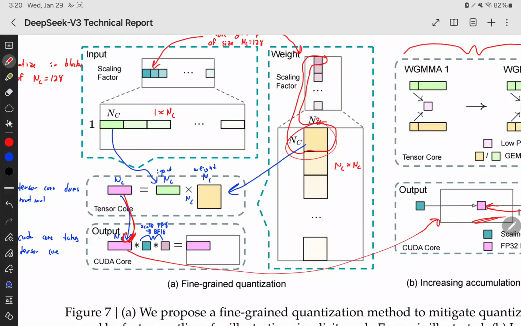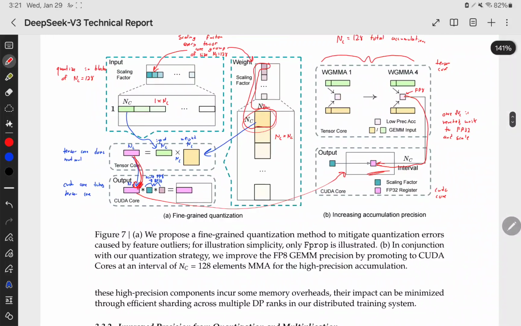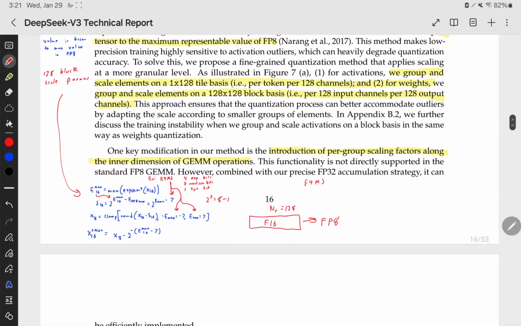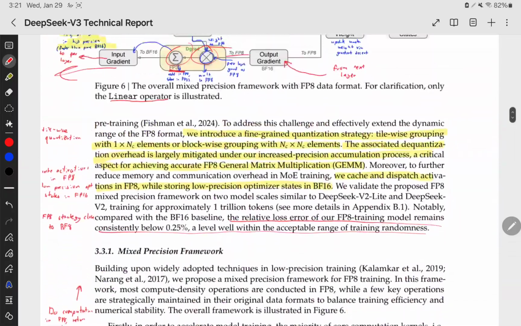maybe size 128, you will write that to the CUDA core. So you can store this in floating point 32 memory. You reset the sum that it is doing, and it'll continue for, say, another 128 times. And your output should be a lot more precise because it is storing in floating point 32 rather than in floating point 8. So that is that part there. Accumulating precision.